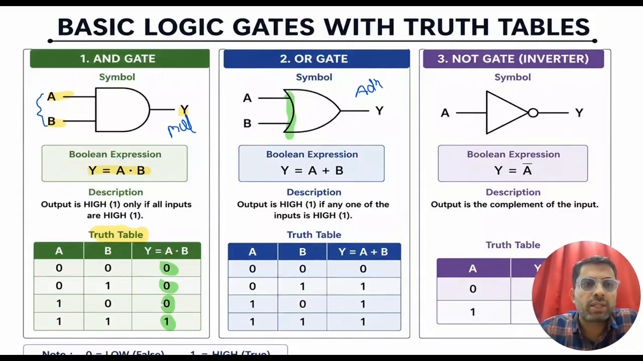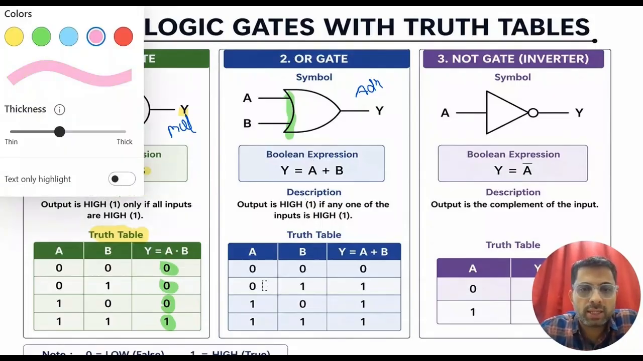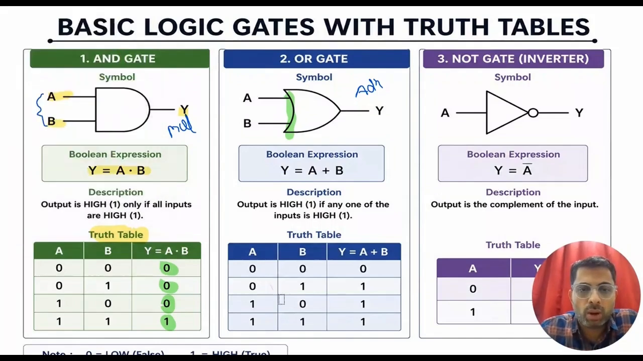The inputs are the same here: 00, 01, 10 and 11. Now we have to add, so 0 plus 0 is 0, 0 plus 1 is 1, 1 plus 0 is 1, and 1 plus 1 is 1. In normal mathematics, 1 plus 1 is 2. But in binary addition, 1 plus 1 is 0 and a carry of 1 is generated. That carry is what I have written, so 1 plus 1 is 1.